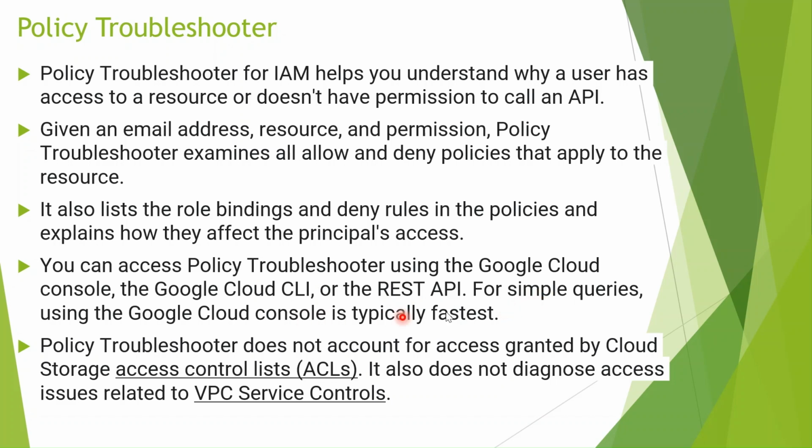For simple queries, the Google Cloud console is typically fastest. Policy Troubleshooter does not account for access granted by things like Cloud Storage ACLs. It doesn't check that, and it also doesn't diagnose access related to VPC Service Controls.